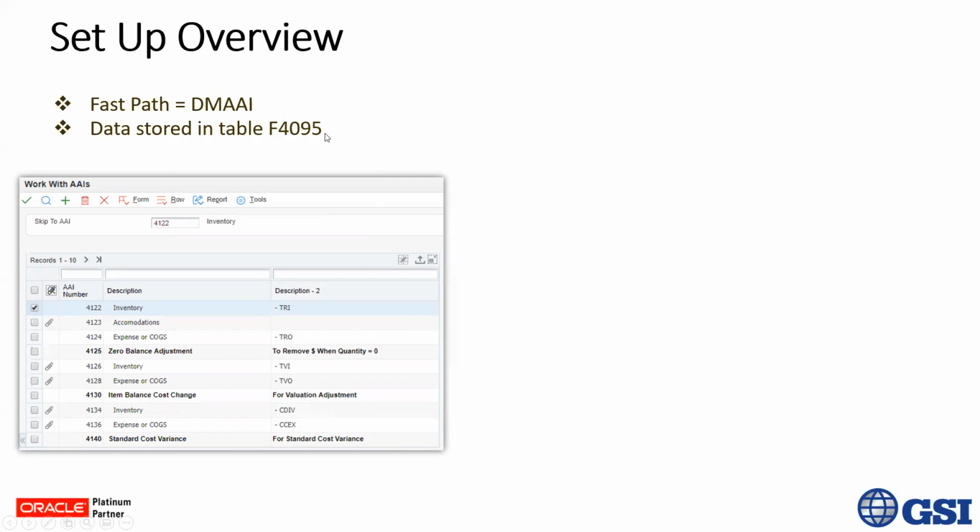So if you're a report writer and you want to know where the information is inside the JD Edwards database, it's in table F4095. If you have access and you get to the work with AAI screen, you will be able to skip to whatever table you want.